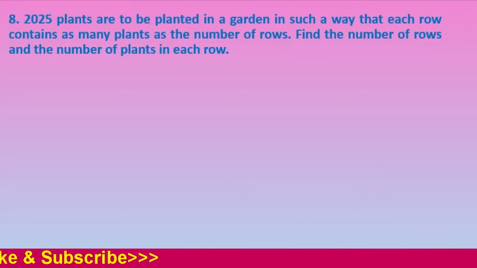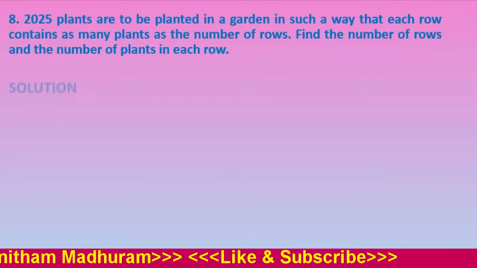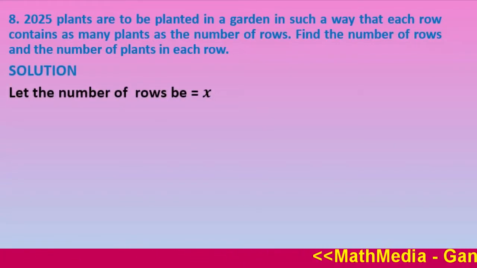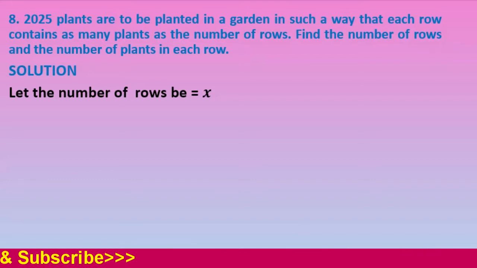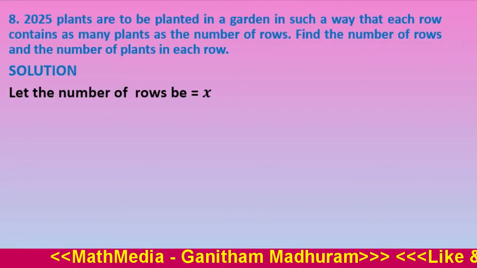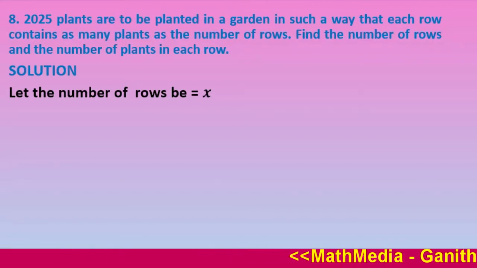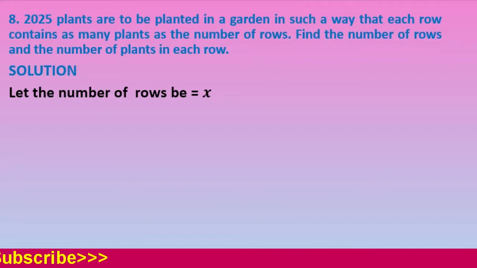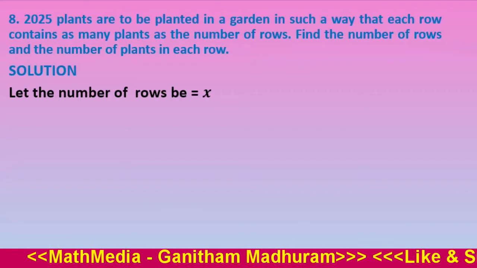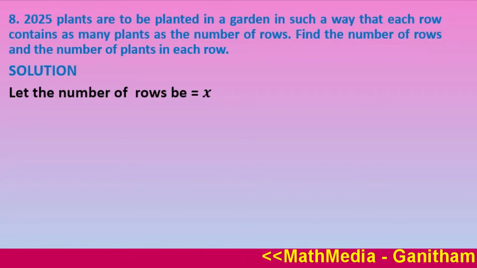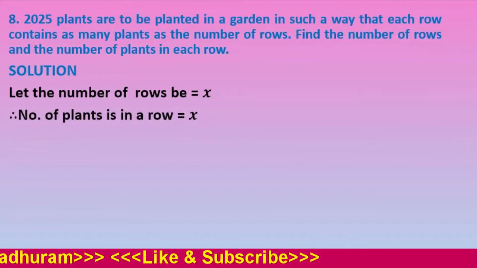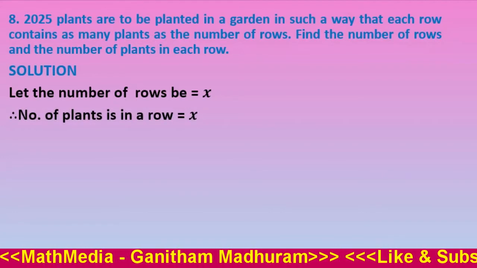We don't know the number of rows, so children, we can take the number of rows as x. Then what about the number of plants in each row? It must be x only. Why? Because it is given in the question that each row contains as many plants as the number of rows. Hence the number of plants in a row is also x.